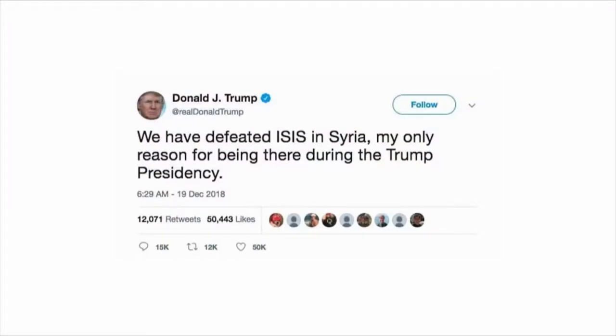This is perhaps the most damaging of all of the tweets that the president has sent out that has to do with the Middle East. And this one was on December 19th of 2018. I'm sure many of you remember this. "We have defeated ISIS in Syria, my only reason for being there during the Trump presidency." And after that, the president then said that the United States was going to withdraw its troops from Syria. Right, the U.S. had several thousand troops in Syria that were working with our Kurdish allies.